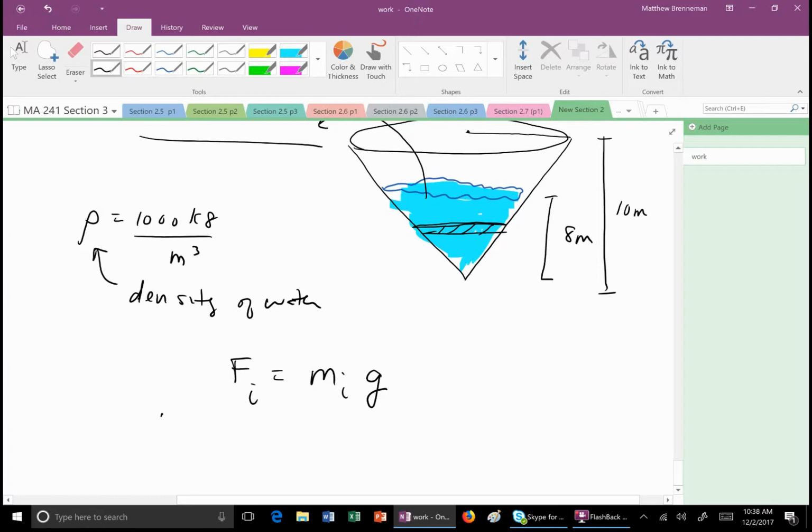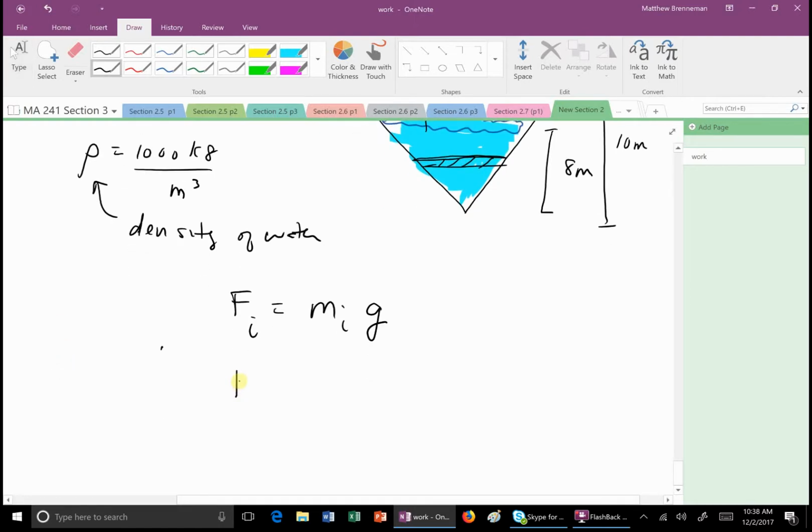Now I need to figure out the mass. It's density multiplied by the volume. So we're a little bit closer, right? So I know that mass is rho times the volume. But what is the volume of this little slice?